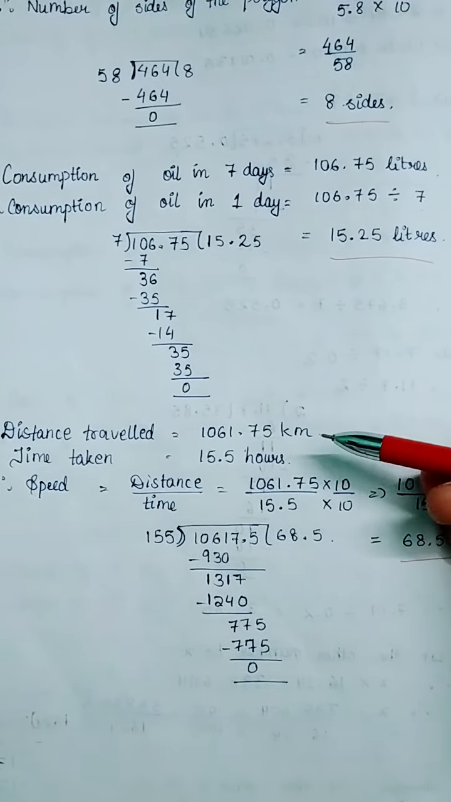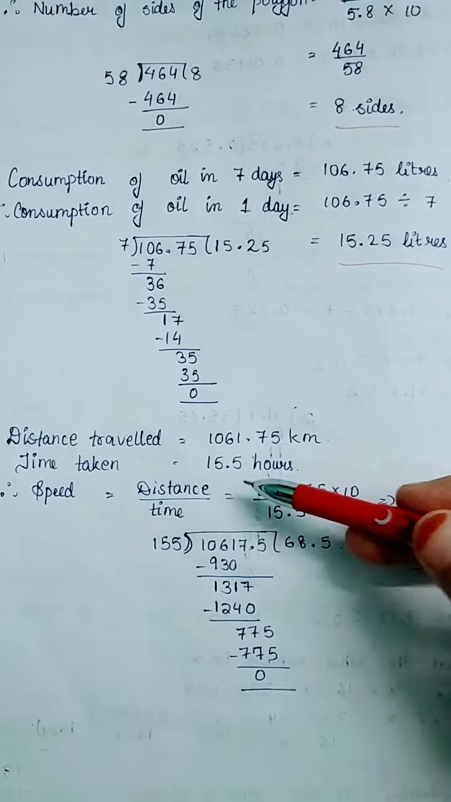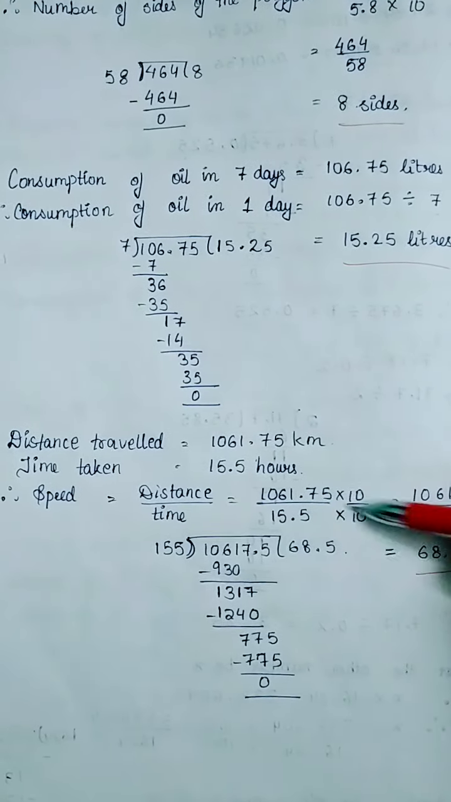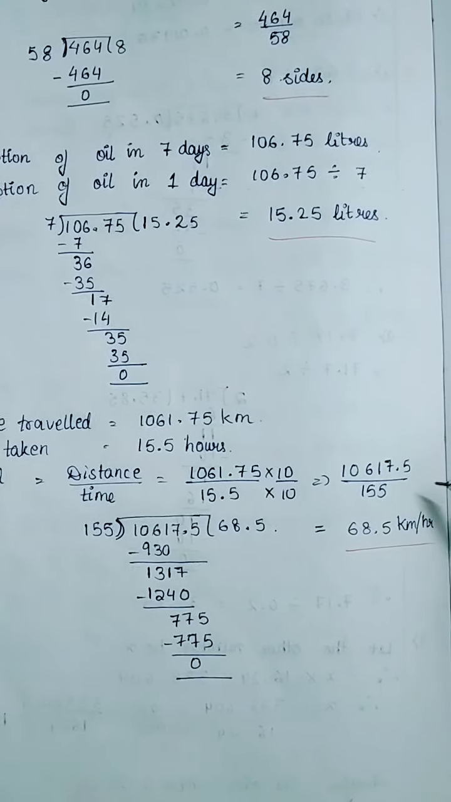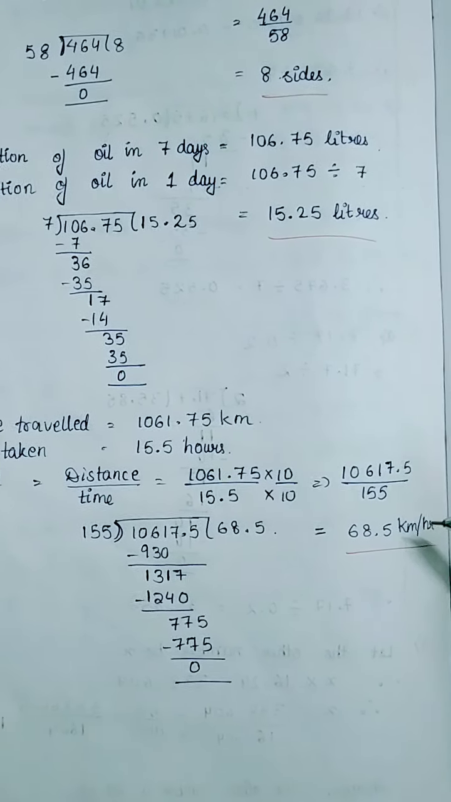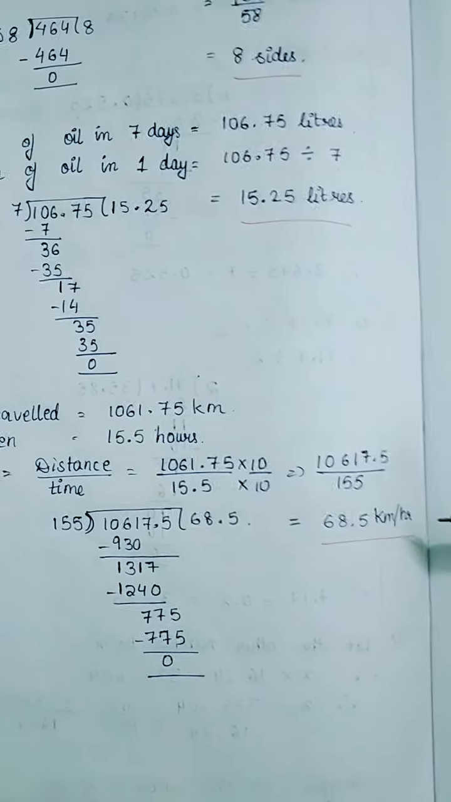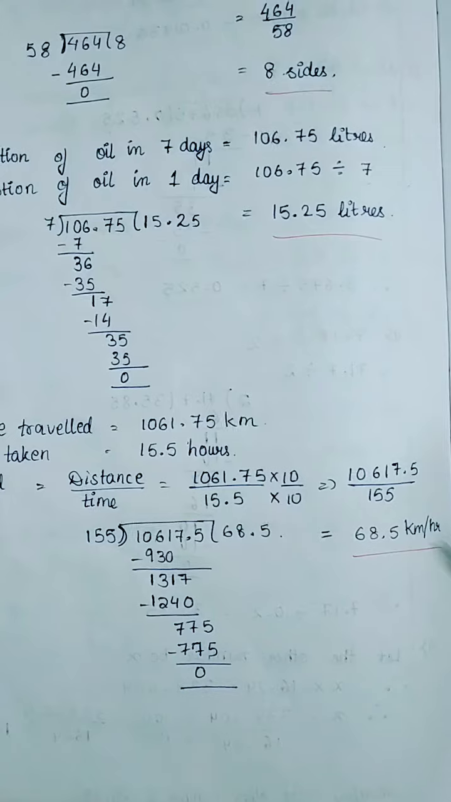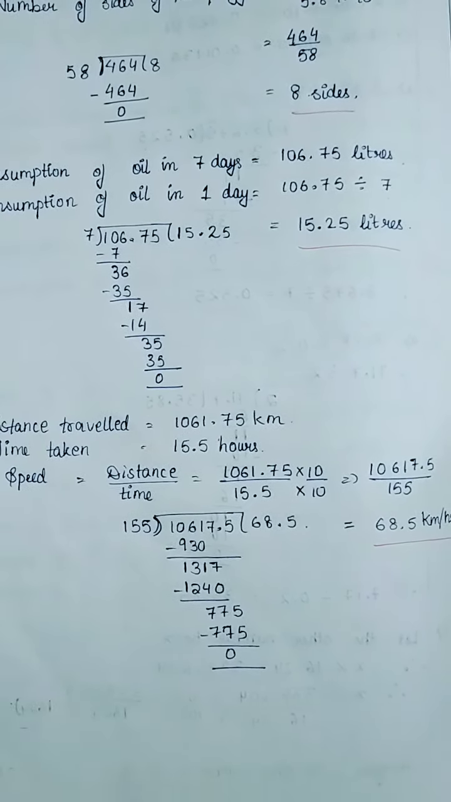Here the distance traveled is given, the time taken is given, and we have to find the speed. As we know, speed is equal to distance upon time. So distance upon time, again multiply by 10 and 10. So it will become 10617.5 divided by 155. Normally like we do division, we'll divide it and we get the answer 68.5 kilometers per hour. Students, the unit is very important. Always remember to write the units in your answer.